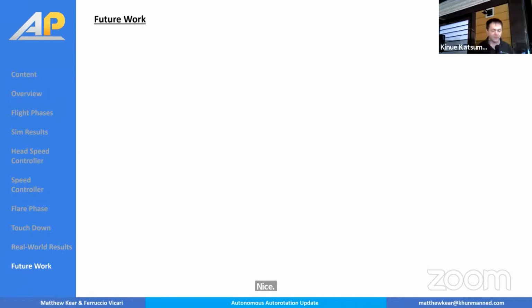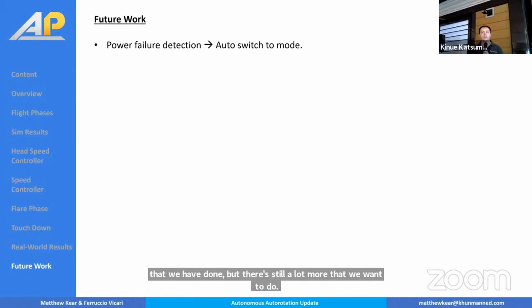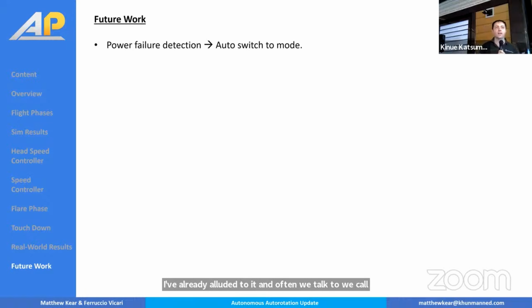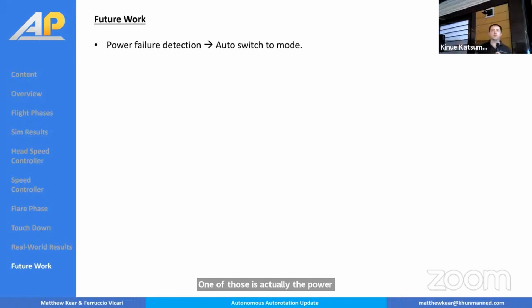Oh, right. So that's kind of an overview of all the things that we have done, but there's still a lot more that we want to do. I've already alluded to it, and often when we talk about it, we call it the assisted autorotation mode, because there are a number of steps that we need to take to make it autonomous. One of those is the power failure detection and then automatically switching to the flight mode, just like we would with the battery failsafe, for example.